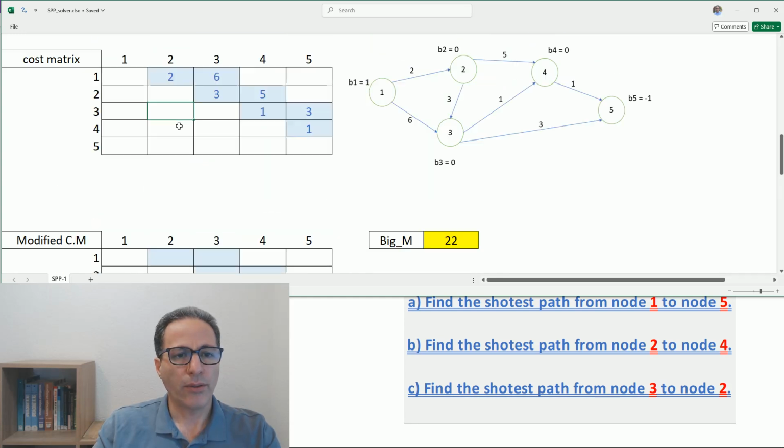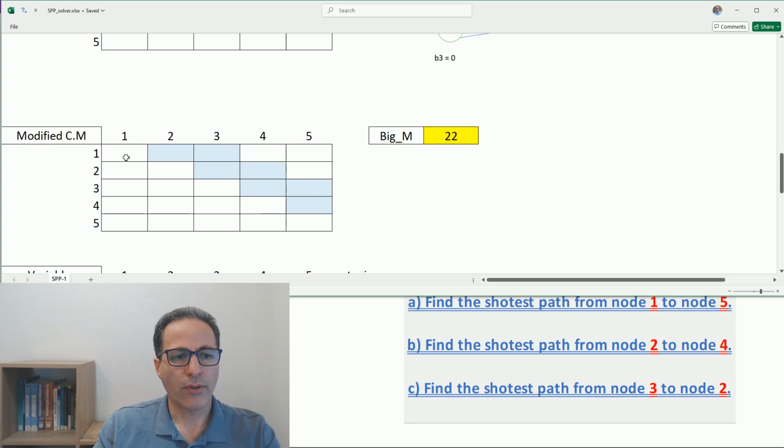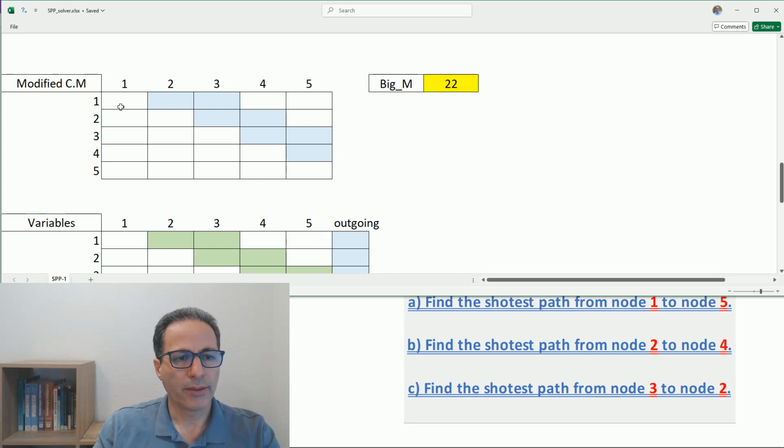Now, I want to bring those values here, the existing arcs, and for non-existing arcs, I want to give this big M. So I want to write a formula here.